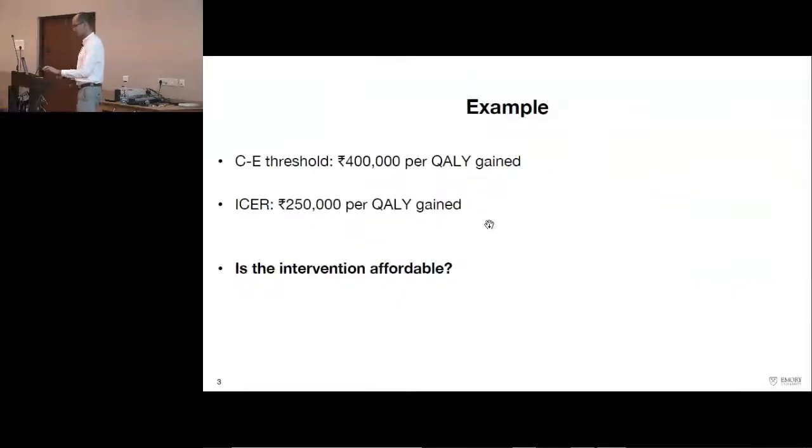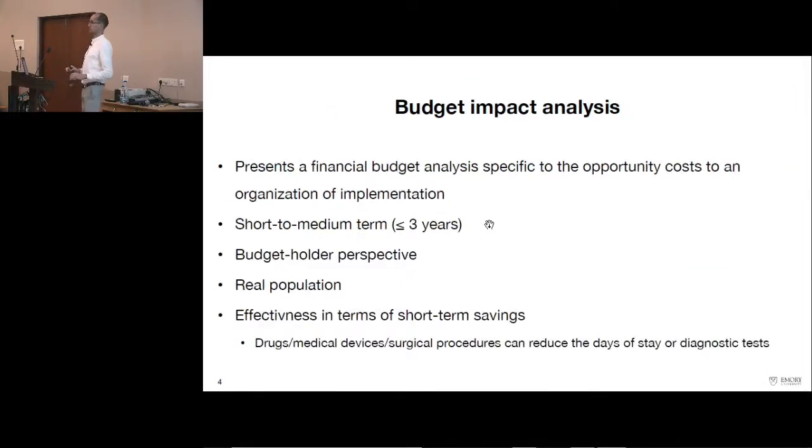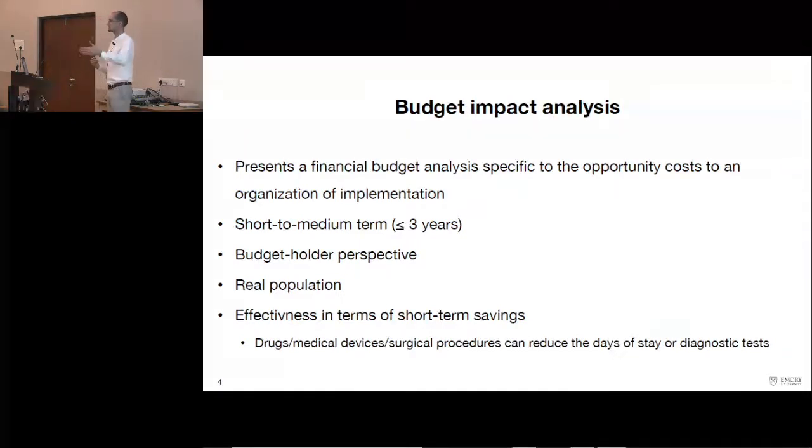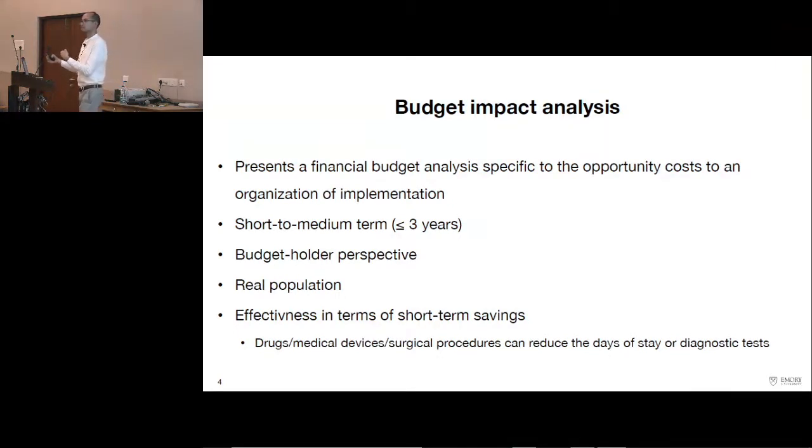So this is when budget impact analysis comes in. The idea behind this is very simple. You only look at whether we have enough money in our budget to actually afford this intervention. It would be a natural next step after a cost effectiveness analysis. After we establish that this intervention is a good deal, it still doesn't mean that we can actually do it.